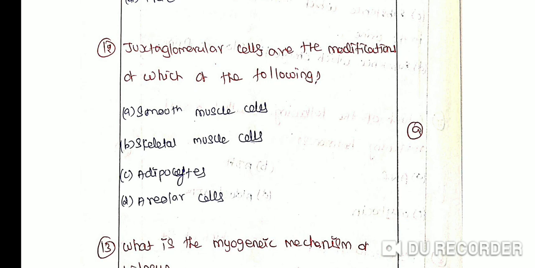Next question: juxtaglomerular cells are modifications of which of the following? Option A, smooth muscle cells. Option B, skeletal muscle cells. Option C, adipocytes. Option D, areolar cells. The correct answer is option A, smooth muscle cells. Explanation: juxtaglomerular cells are modified smooth muscle cells of the afferent renal arteriole which secrete renin. This renin is a hormone-enzyme. It goes from the kidney to the liver. When the liver detects renin, it releases angiotensinogen which changes into angiotensin 1.